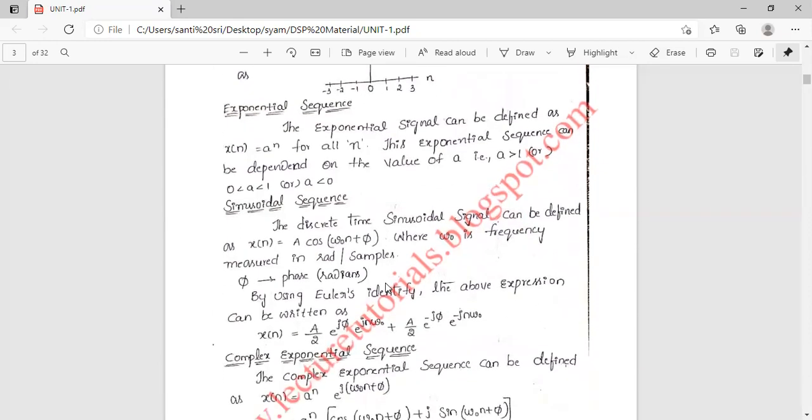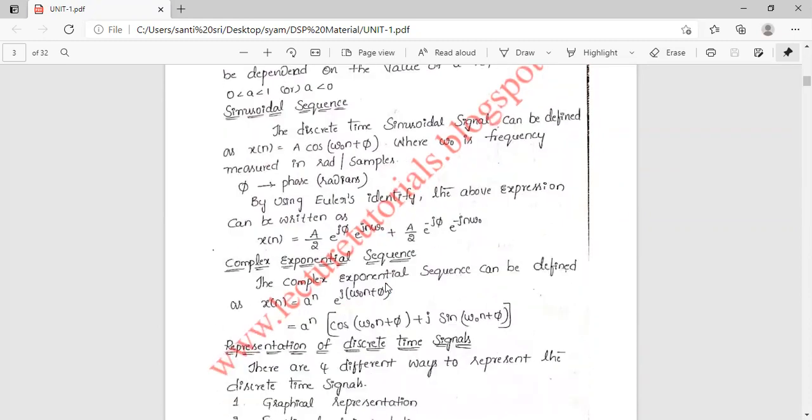Next, coming to the sinusoidal sequence. Its mathematical expression is A cos of omega naught n plus phi. Omega naught is the angular frequency, and phi is the phase angle. We can represent this sinusoidal sequence using Euler's identity as x of n equal to A by 2 into e power j phi into e power j n omega naught plus A by 2 into e power minus j phi into e power minus j n omega naught.